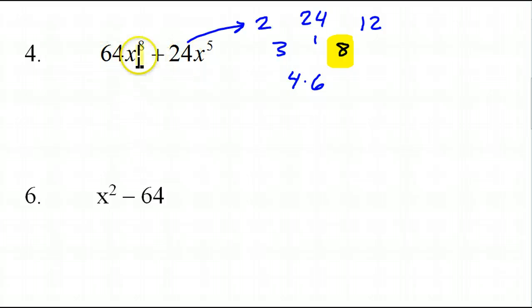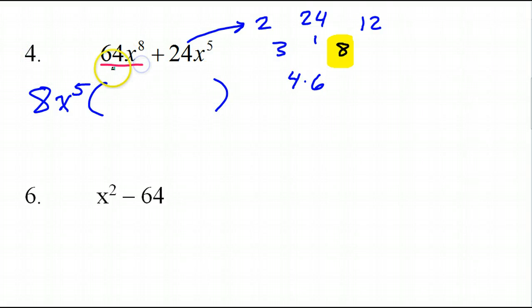Now hopefully you know your multiplication facts as you're starting out here. So 8 definitely is a factor of 24 and 64. So 8 is the greatest common factor between those two numbers. So let's go ahead and pull that out. Now the variable part is easy. Just go with the lesser amount, so x to the 5th power, and set up your parentheses.